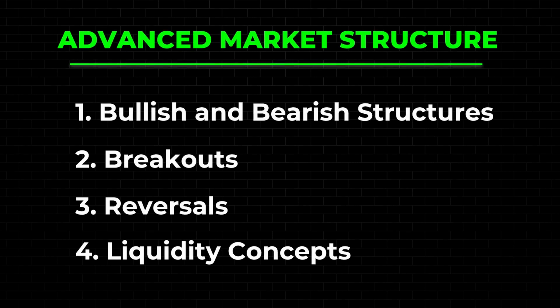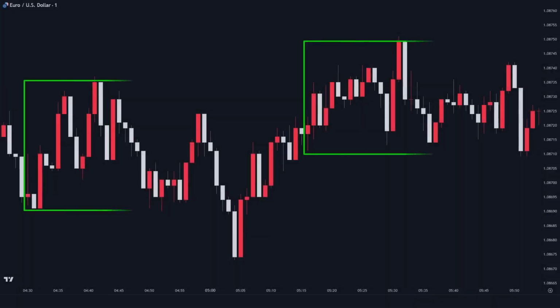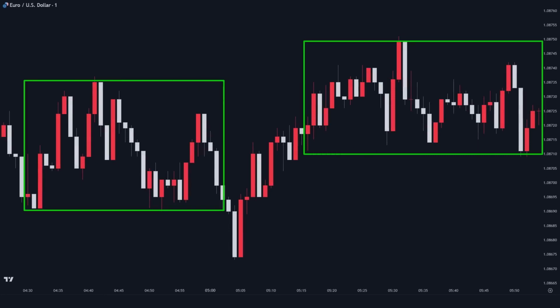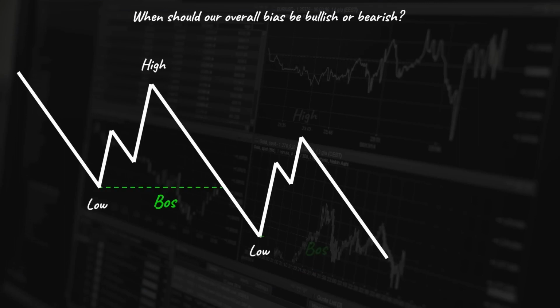Now we reach the next topic, reversals. We previously mentioned that we have two kinds of market behavior, a trending and a ranging market. Sometimes it's hard to identify the direction of the market, or it feels like the price has been trapped in a box. The subject of the ranging market is out of the scope of this video, so let's focus on when an uptrend turns into a downtrend and vice versa. Or, in essence, when should our overall bias be bullish or bearish?